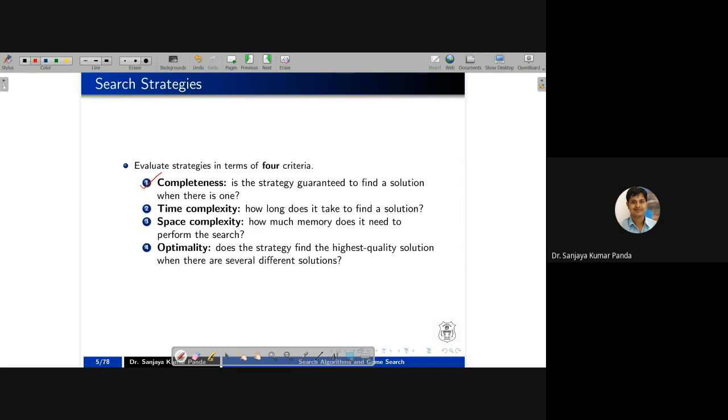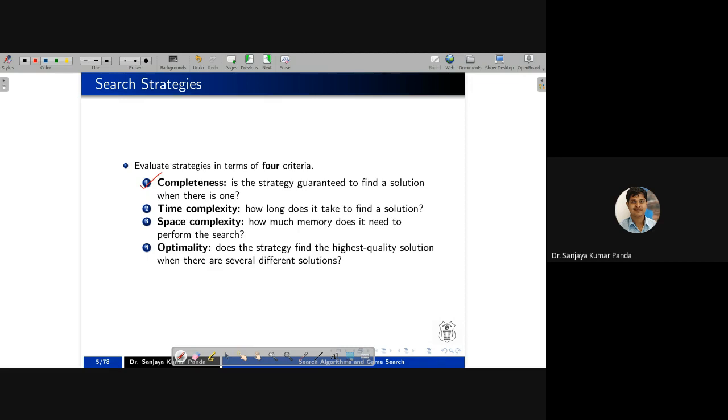So you have to ensure that if there is a solution, then one can achieve it. That's why it says guaranteed to find a solution if it exists. If there is no solution, then we don't know. But if a solution exists, you have to find that one. Only then can you say that the search strategy satisfies the completeness property.